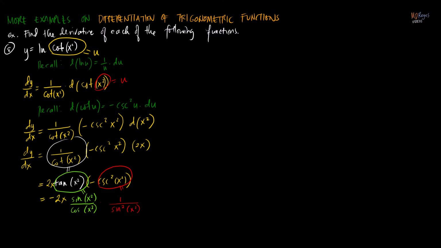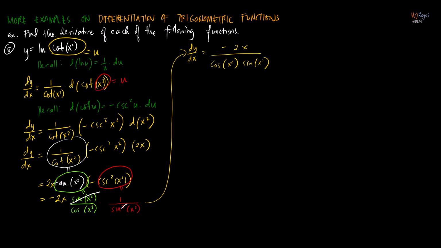Now let's simplify further. We can divide sine of x squared and sine of x squared, so this will be cancelled out in the numerator, while the exponent of sine of x squared in the denominator will become 1. Rewriting our answer, dy over dx is equal to negative 2x in the numerator, and in the denominator we have cosine of x squared times sine of x squared.